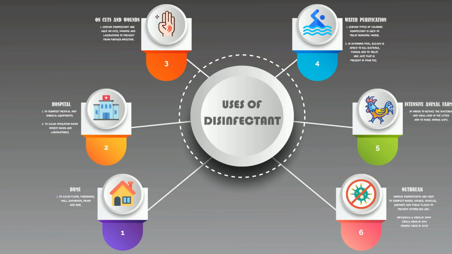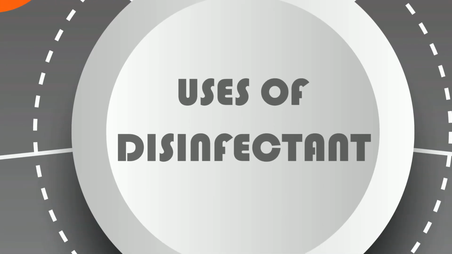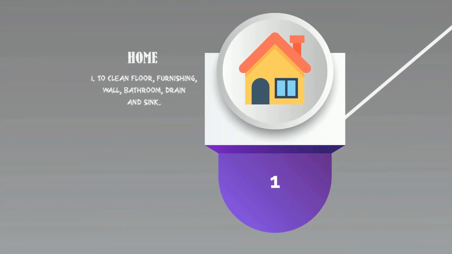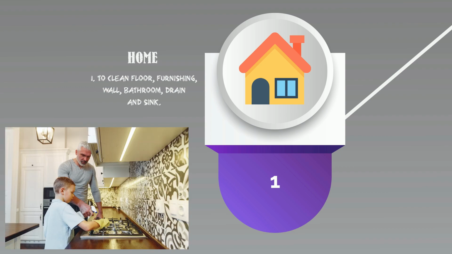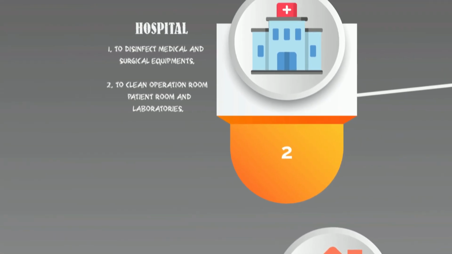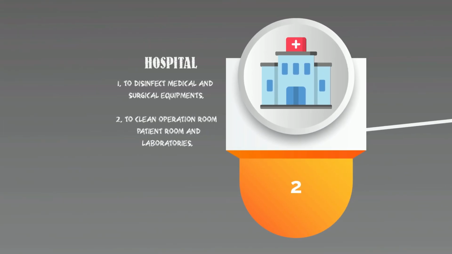Disinfectant has a wide range of application in several fields. Primary function is to kill harmful pathogens and clean the applied surface. Disinfectant is one of the most important sanitary items used to kill germs in kitchen, bathroom, drains, furniture and sink. In hospital, it is used to clean surgical equipments, operation room, waiting room and laboratories.